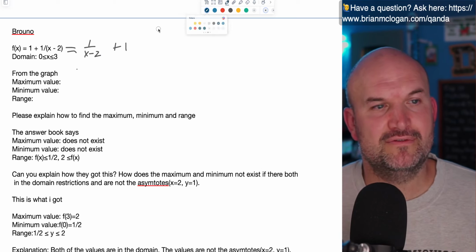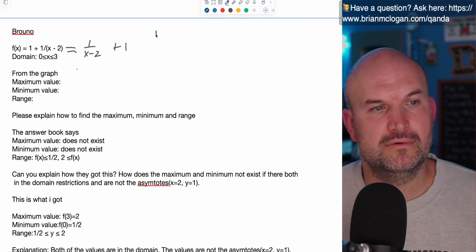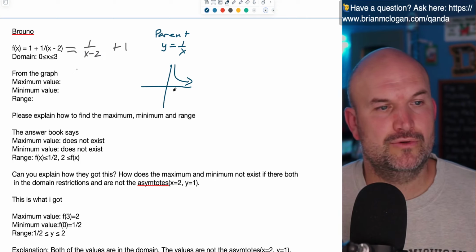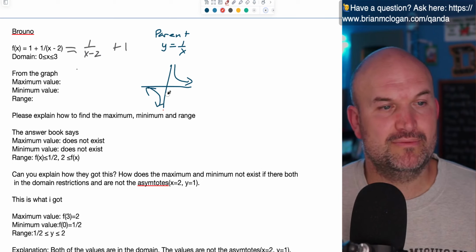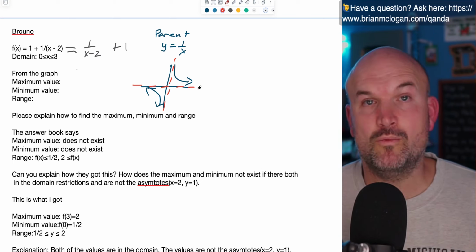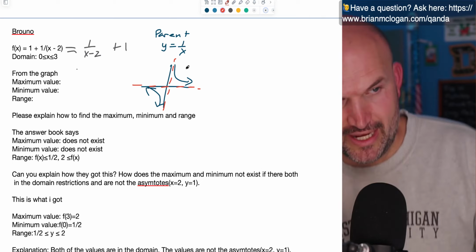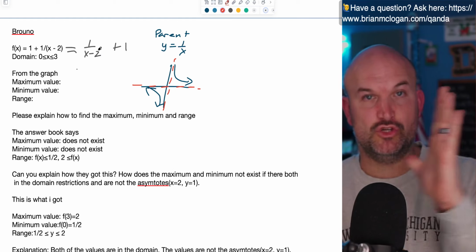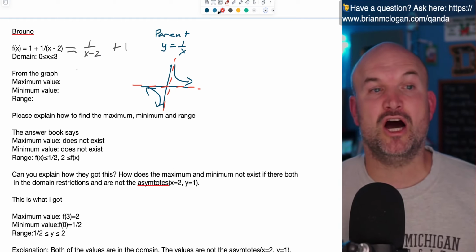the parent graph of y equals 1 over x looks like this. We're going to have a vertical asymptote at x equals 0 and a horizontal asymptote at y equals 0. So now we need to look at what the transformations are. I'm shifting my graph 2 units to the right and shifting my graph up 1 unit.